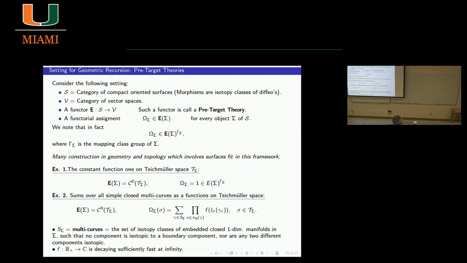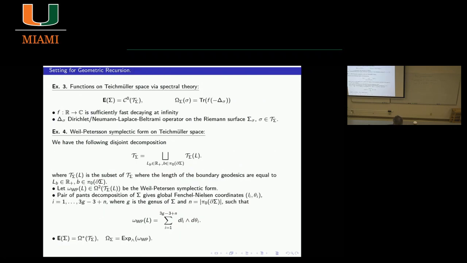Okay. So let's do exactly the same target again. So I look at continuous functions, but now I do something more serious. I take namely the Dirichlet or the Neumann Laplace-Beltrami operator on the Riemann surface sigma here, or the hyperbolic surface, and then I apply f to it, where f is again sufficiently fast decaying at infinity, and then I take the trace. And so that's another function that is continuous and mapping class group invariant.